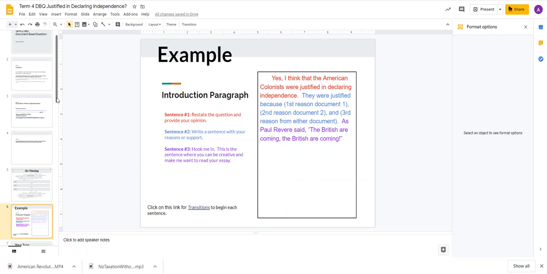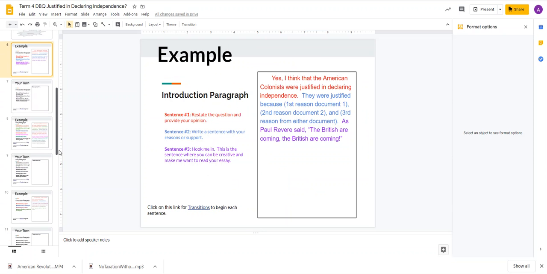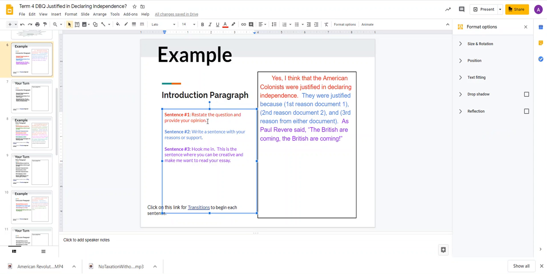Then, moving through the rest of the PowerPoint, starting on slide 6, we start with an example of an introduction paragraph. We put together a little example. We have gone over your instructions here, and we color-coded them. So the first one is sentence 1: restate the question and provide your opinion. Over here, we showed you an example of this.